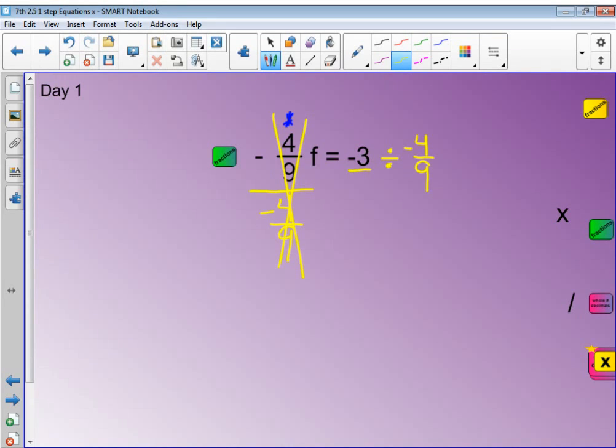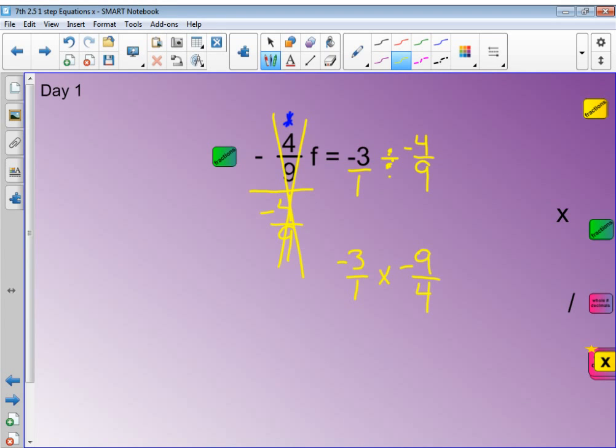Okay, so when we divide fractions, here we have a whole number, we're going to have to first change that to an improper fraction. And then our saying is keep, change, flip. So we're going to keep negative 3/1. We're going to change to multiplying, and we're going to flip the last fraction, negative 9/4.